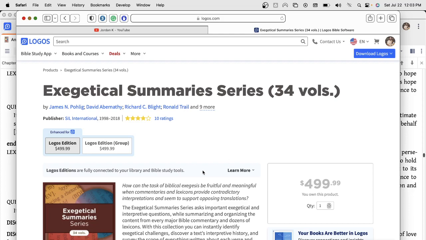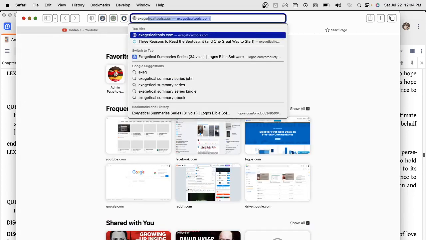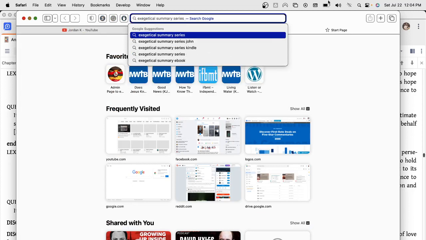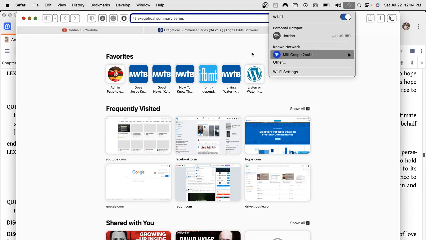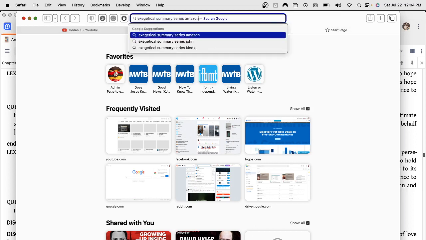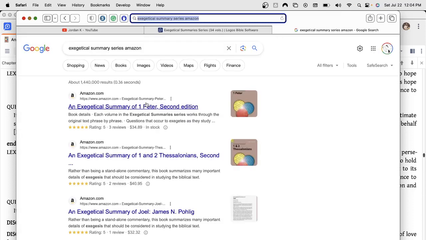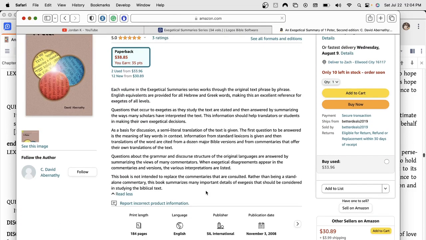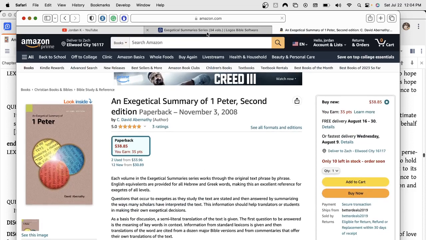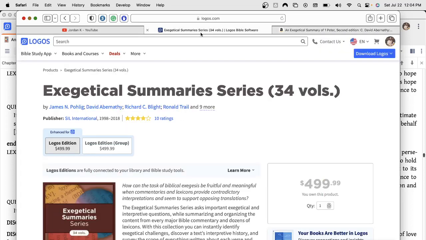But I just want to highly recommend to you the Exegetical Summary series. I think you can buy them on Amazon. They do have hardcover books, and I think they have them for every book. Here's the Exegetical Summary for 1 Peter. So highly recommend the Exegetical Summary series. I think every book's cover looks like this. So, yeah, it's my recommendation.